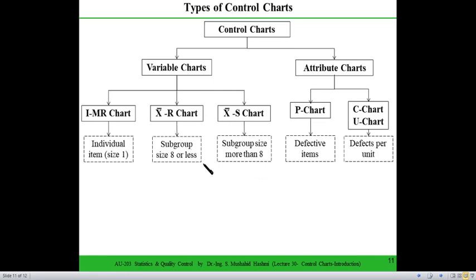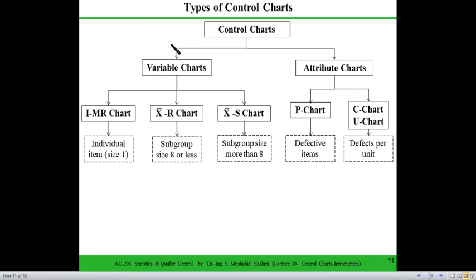Once your subgroup sample size, which we will talk about later, is less than 8, it is intended to use the x bar and range chart. If your sample size is individual, then the individual moving range chart is to be used. Once your sample size is greater than 8, the variations are better explained through the mean and standard deviation chart. S is the standard deviation, which is obviously the sample standard deviation.